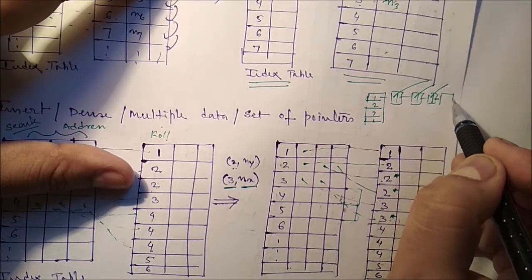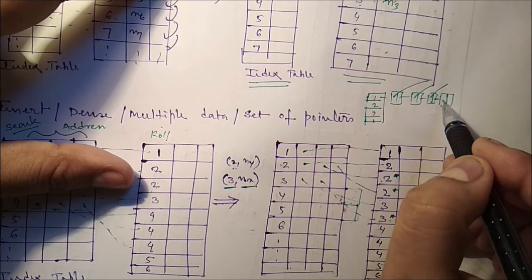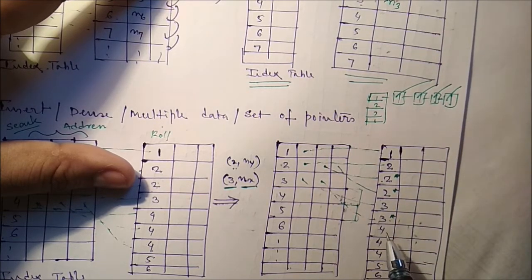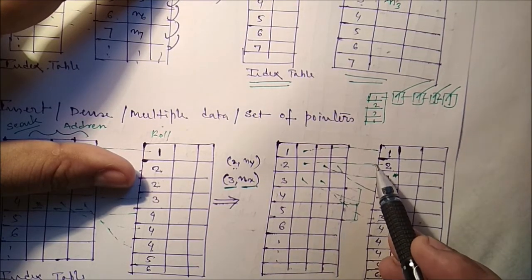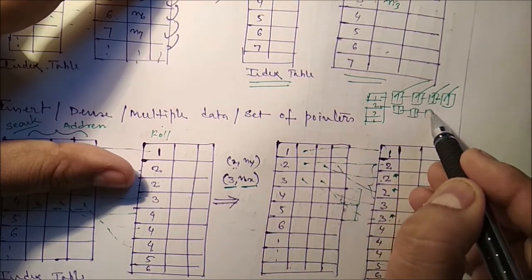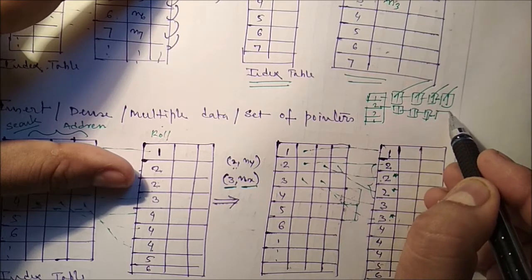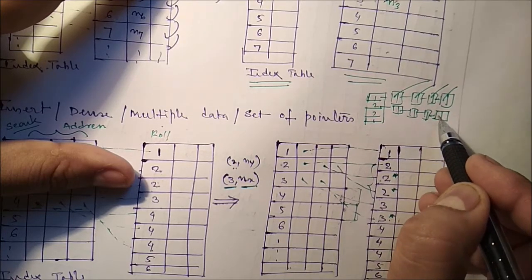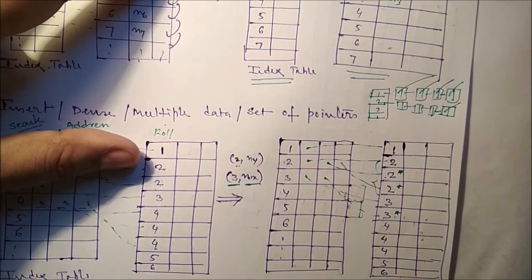Suppose one more 1 comes; here I have to store the address of the fourth 1. Similarly here it is 3, and for 2 it is full. Now suppose another 2 comes, you have to create and insert another node, and here I have to store the address of the fourth 2.